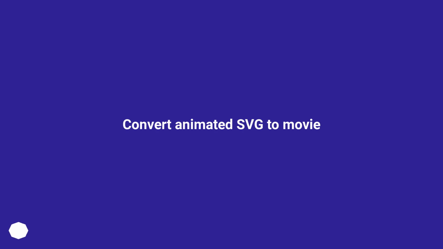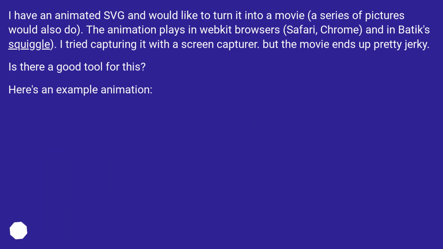Convert animated SVG to movie. I have an animated SVG and would like to turn it into a movie. A series of pictures would also do.